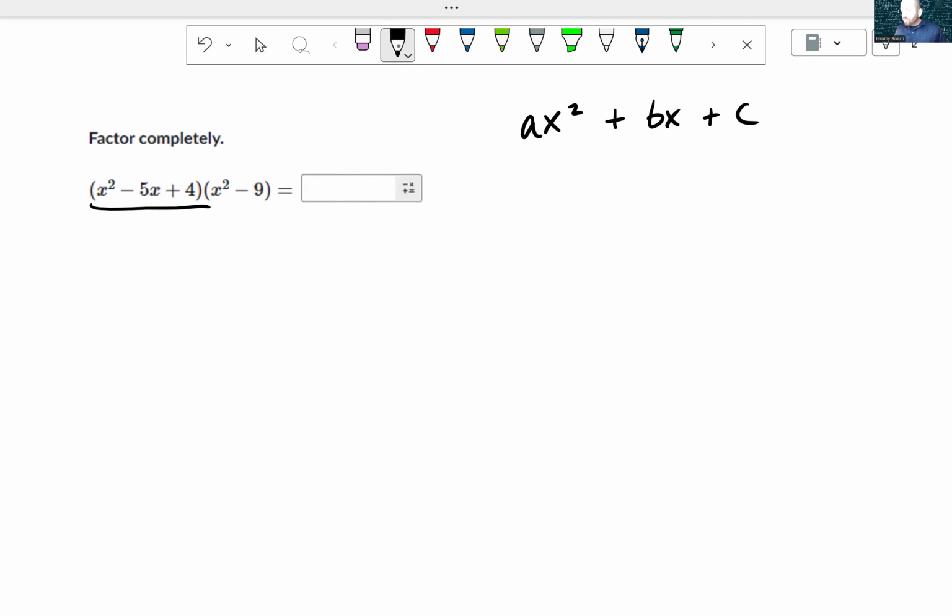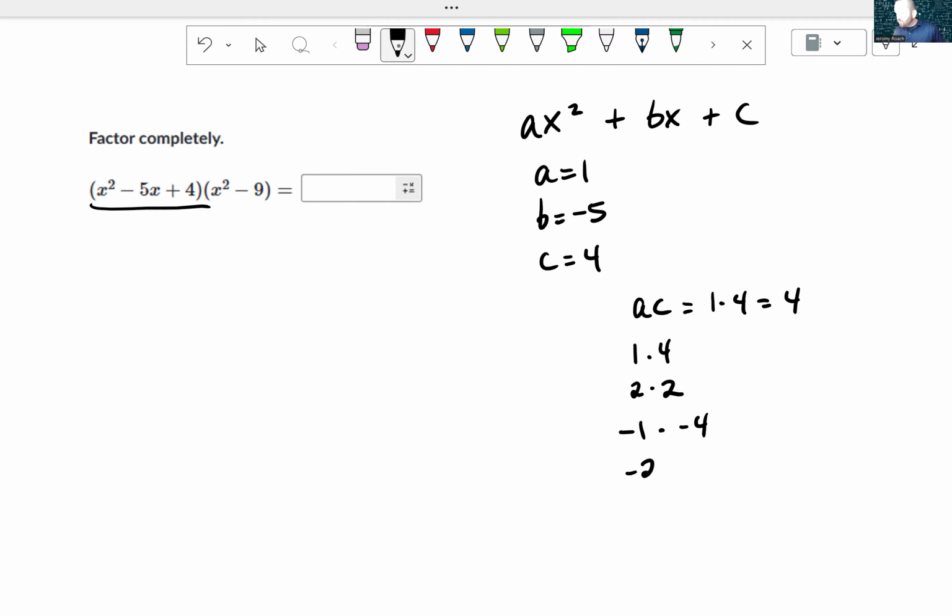If we look at this first one, a is 1, b is -5, and c is equal to 4. A times c is 1 times 4, which equals 4. And we'll write all the ways to get 4: 1 times 4, 2 times 2, -1 times -4, and -2 times -2. Now, from these 4 options, if we add together these factor pairs, we want them to equal -5.